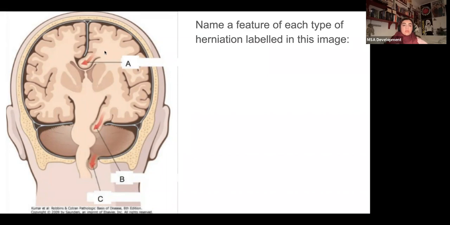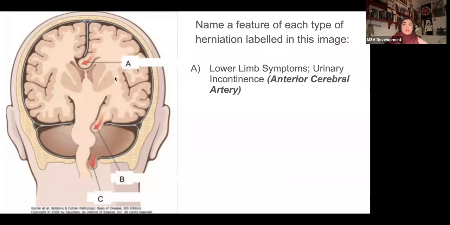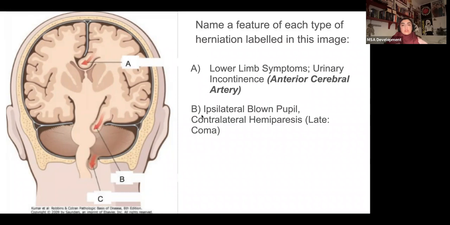Remember that when we talked about subfalcine herniation, it's medial and it can compress the anterior cerebral artery and therefore can give rise to lower limb deficits. So A, lower limb symptoms, urinary incontinence because of the anterior cerebral artery. Now B is uncal herniation, and we talked about cranial nerve 3 compression and therefore possible palsy. So we can get an ipsilateral blown pupil or Kernohan phenomenon where you can get a contralateral blown pupil and ipsilateral hemiparesis. The hemiparesis and the blown pupil are usually on opposite sides. And late in it, we can get a coma. And in C, coma, death. Again, it's the quickest in causing coma and death because of the immediate brainstem compression that occurs. Okay?